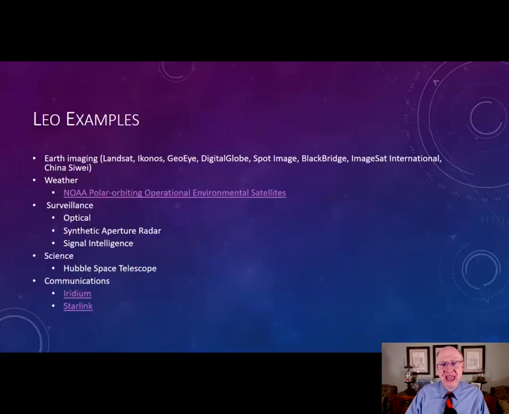Now, in addition to Landsat, there are a lot of private companies that have launched their own satellites to do imaging of the surface of the Earth. So if you have a particular need, you can go to one of these companies and purchase an image of the area of the Earth that you want. So Ikonos, GeoEye, Digital Globe, Spot Image, there's all kinds of these private companies out there doing this right now. So that's one example of low Earth orbit.